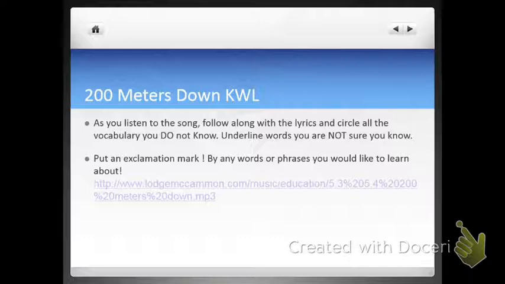I want you to circle the vocabulary words you recognize, underline the words you're not sure about or don't quite know the definition of or never heard of, and then put an exclamation mark by the ones that you would like to learn more about. And some of those could be the ones that you underlined. So we'll pause here and do that.